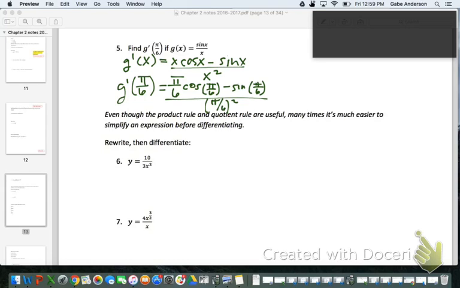Do you guys know what cosine of pi over 6 is? Root 3 over 2. How about sine of pi over 6? 1 over 2. There you go.